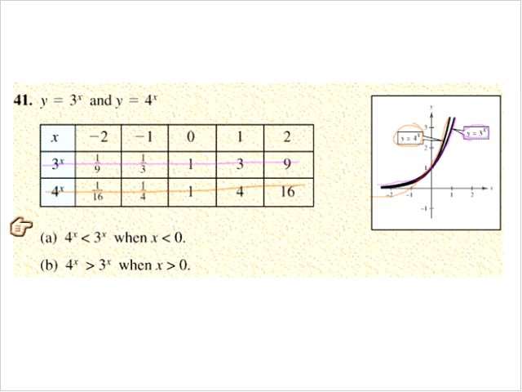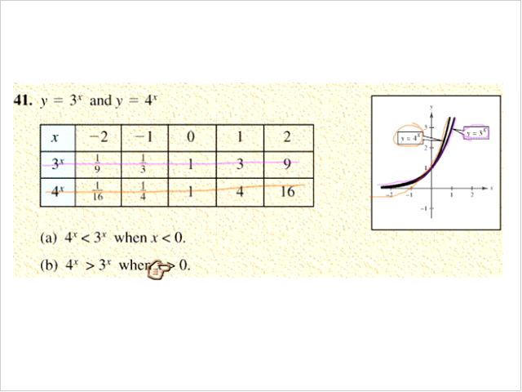Now, part A asks, when is 4 to the x less than 3 to the x power? So the orange is under the pink when x is less than 0. My highlighting is not the greatest, but orange is under the pink when x is less than 0. And orange is over the pink, which is greater than, when x is greater than 0. Here the orange is now on top.